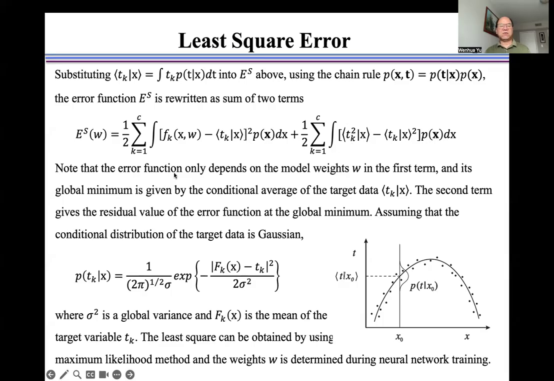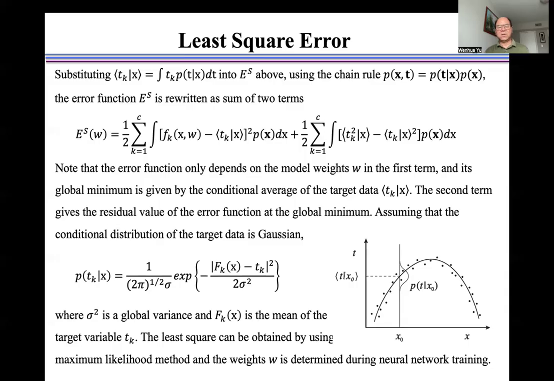Notice that the error function only depends on the model weight W in the first term, as shown here. And its global minimum is given by the conditional average of the target data. The second term gives the residual value of error function as a global minimum. Assuming that the conditional distribution of target data is Gaussian, as shown here and here, where sigma squared is a global variance and F_k(x) is the mean of a target variable t_k.